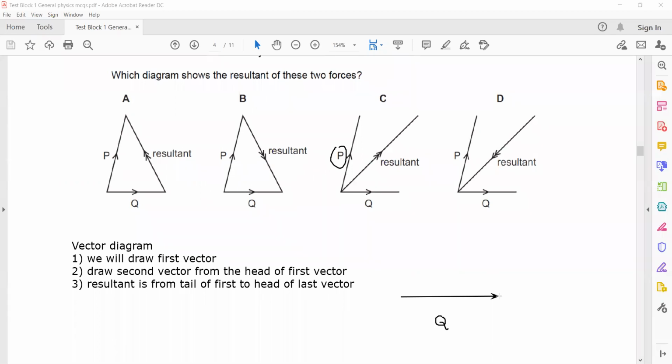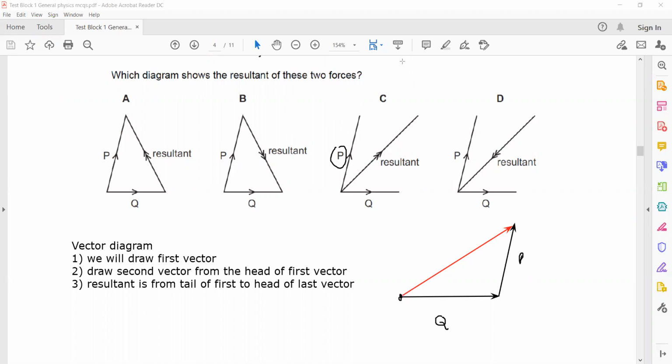So when I draw the second vector P, now what is the resultant? Resultant is from the tail of the first to the head of the last. When we join them, we call that vector the resultant. So which one shows the correct direction of the resultant?